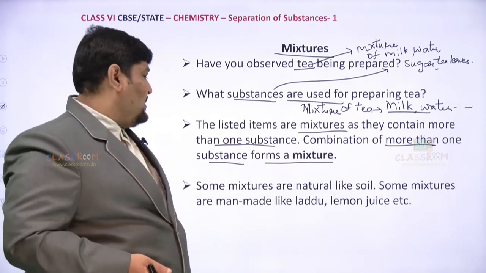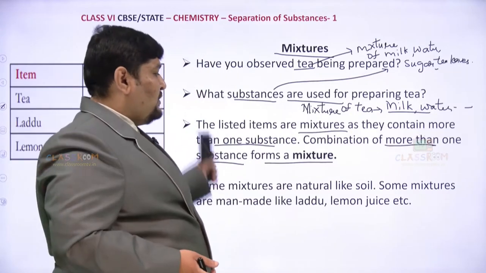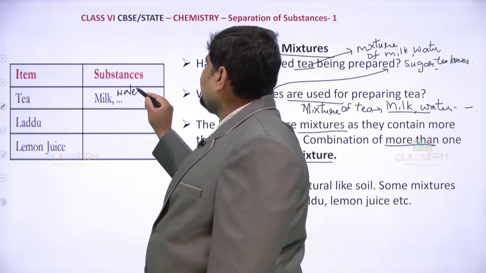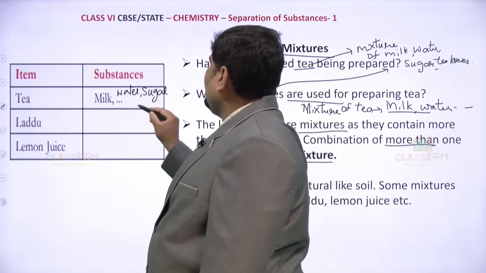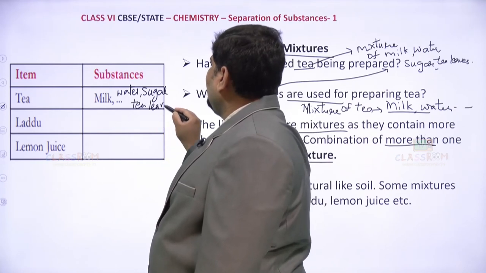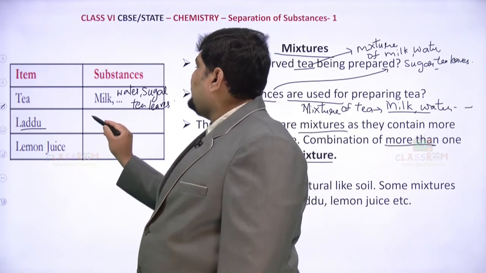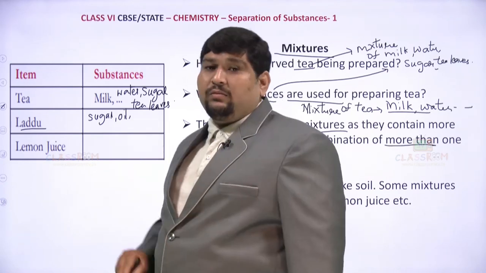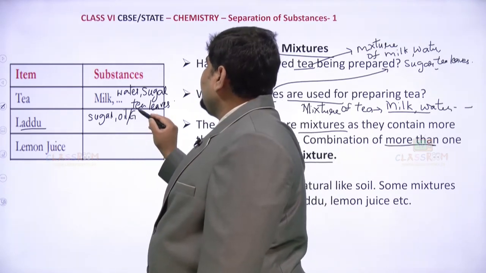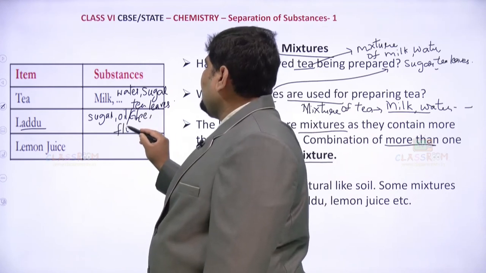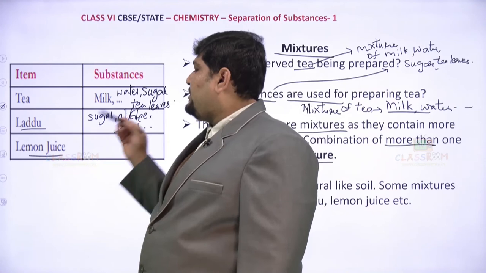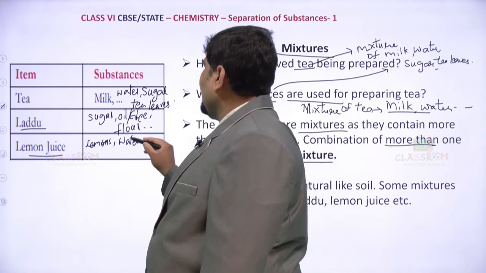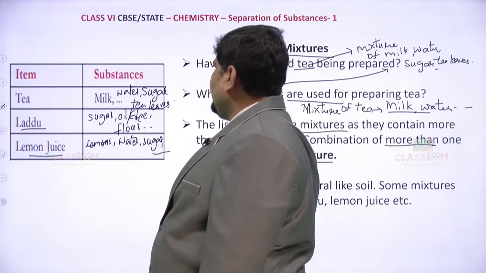Some mixtures are natural, like soil. You can see the examples here. In the case of tea, you can see milk, water, sugar, tea leaves. In the case of laddu, here also you can find sugar, oil or ghee, whatever you use for making it, then flour, etc. Then lemon juice: what all do we require for lemon juice? Lemons, water, sugar, etc.